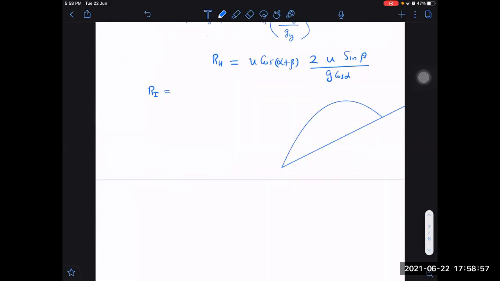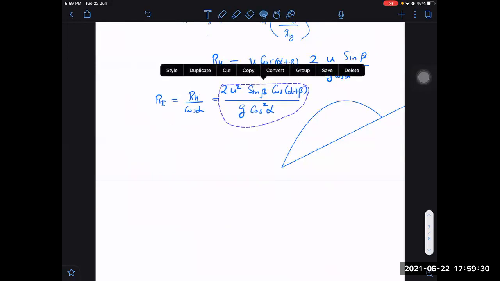So we are getting RI is equal to RH upon cos alpha only, which we can write as 2u square into sin beta into cos of alpha plus beta, whole divided by G into cos square alpha, since one more cos alpha is already there. This is the answer finally, the range along the incline. Don't get confused by different derivations given in different books. Even if those derivations are right, this is a very simple and quick way to derive. Almost we can do it orally.